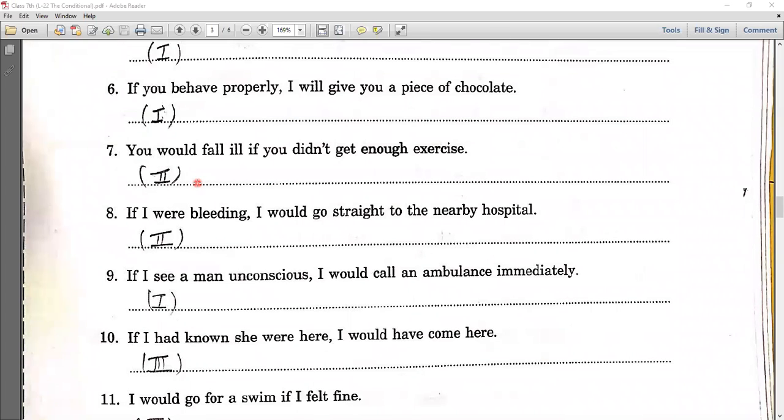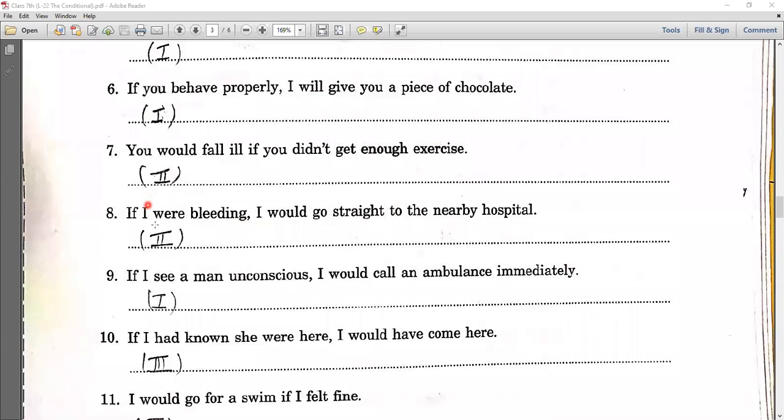So I hope students this is clear to you all. If there is a first form with the simple present, that will be the first conditional sentence. If you get the second form with would, that will be the second conditional sentence. And if you get a third form, okay, that would be the third conditional sentence. It is very easy to recognize. Next is if you would fall ill if you did not get enough exercise. So again, this is the second conditional sentence.